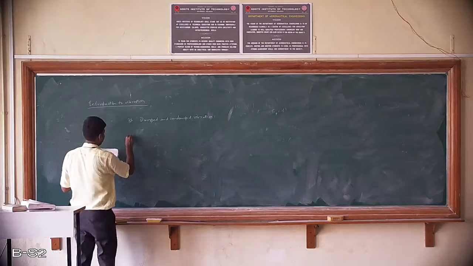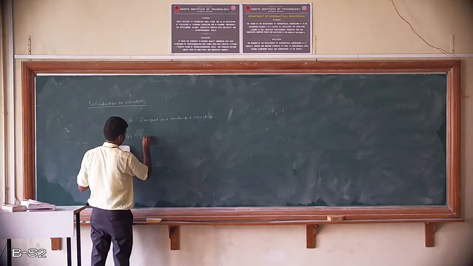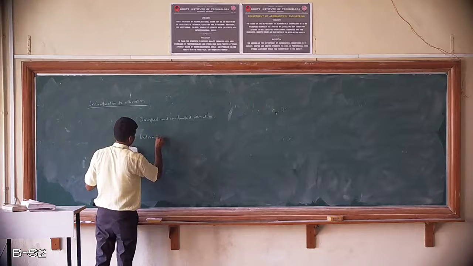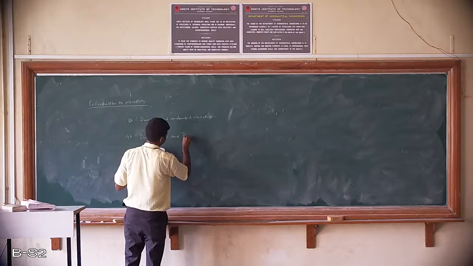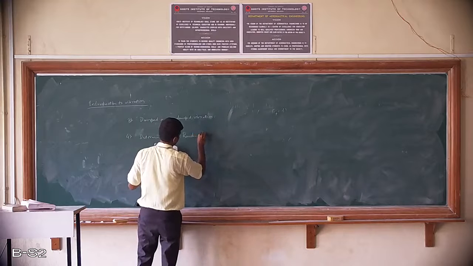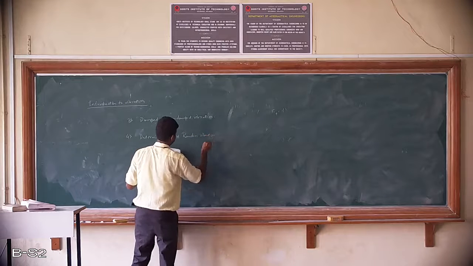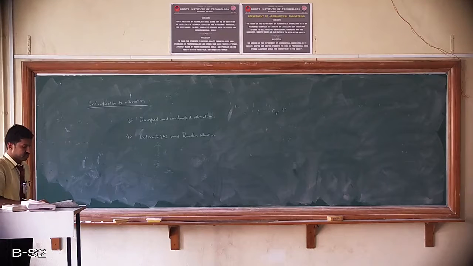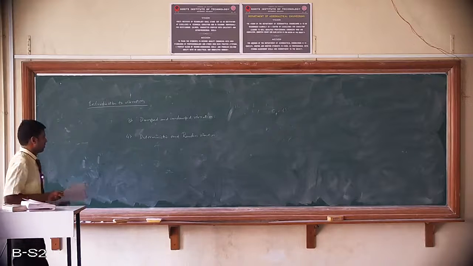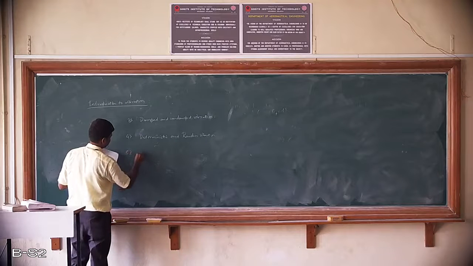The fourth one is deterministic and random vibration. If in the vibratory system the amount of external excitation is known in magnitude, it causes deterministic vibration, whereas, contrary to it, non-deterministic vibrations are known as random vibrations. The fifth one is transient vibration.